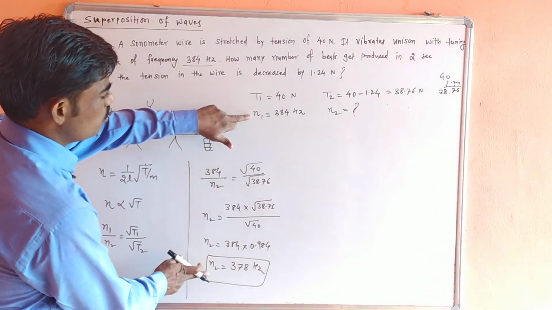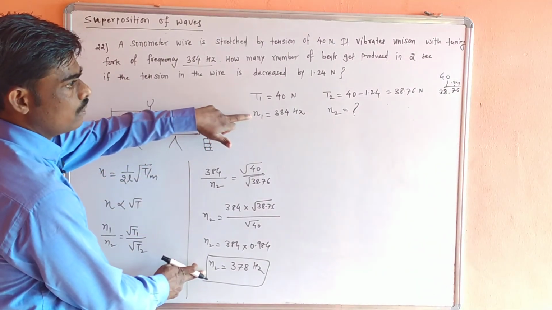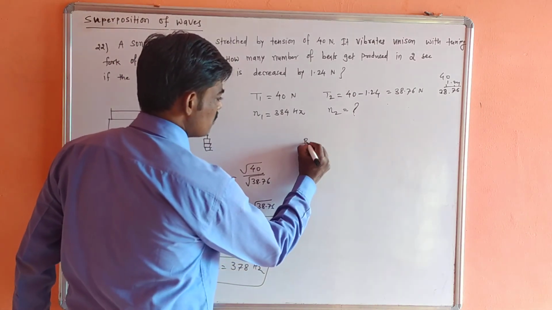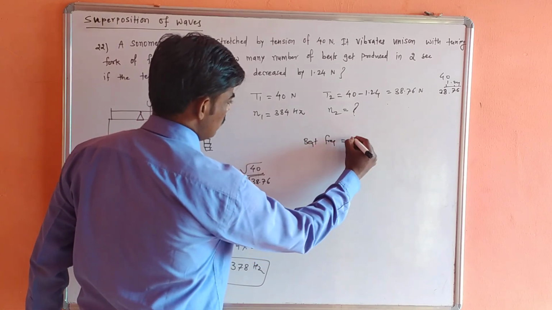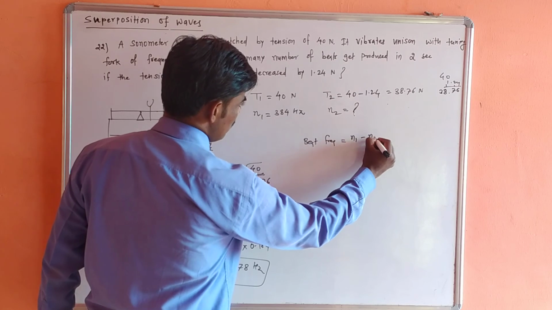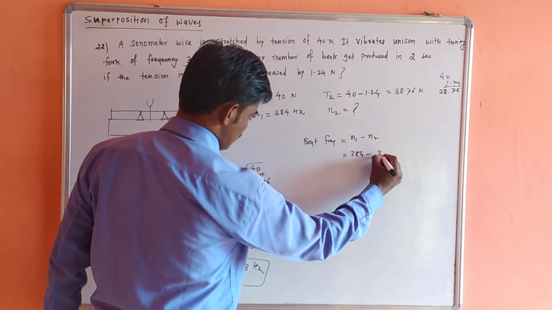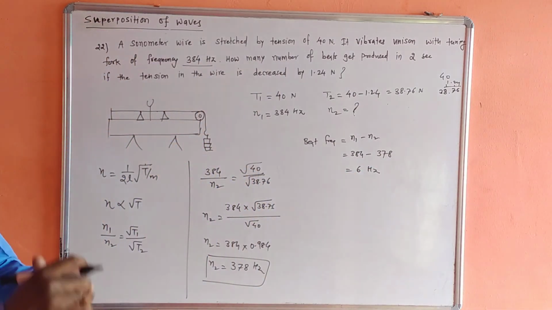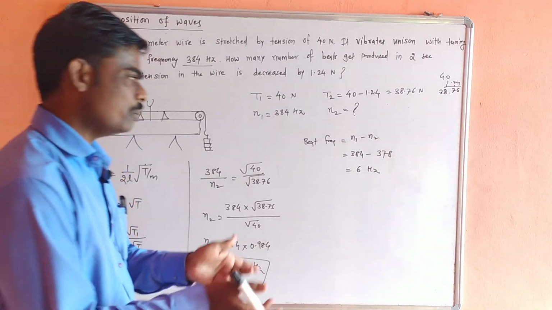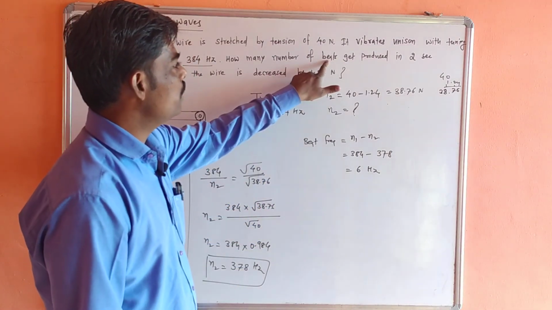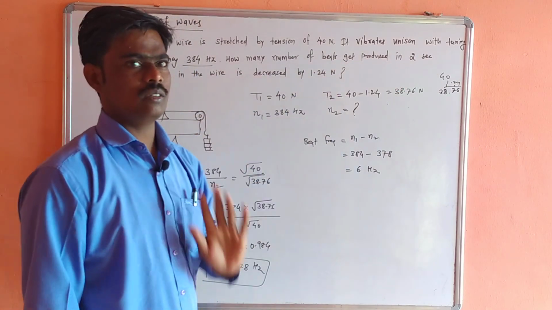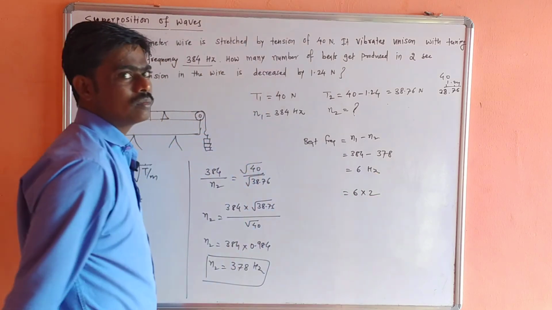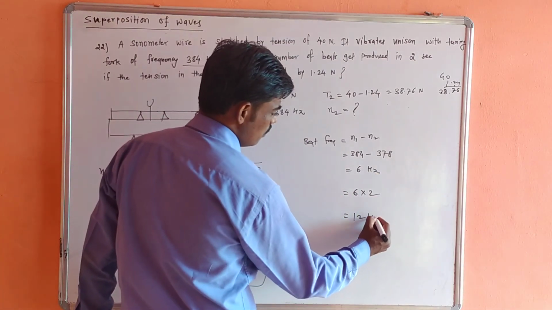So look at the difference. This is the first frequency, this is the second frequency. The difference is 6. So beat frequency is n1 minus n2, 384 minus 378, 6 Hertz. So remember, beat frequency is always per second, the difference of frequency per second, and we are asked for the beats produced in 2 seconds. So for 2 seconds, this frequency will be 2 times. So the answer will be 12.